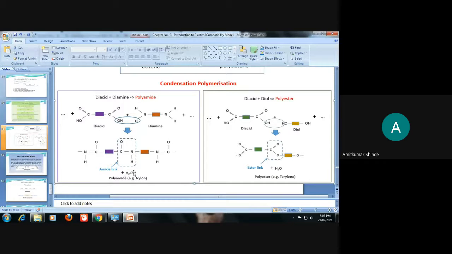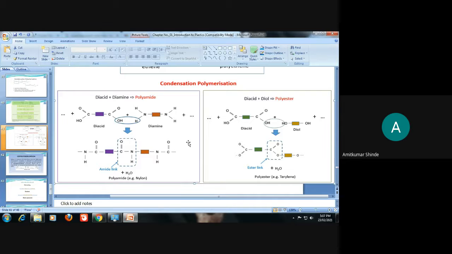In this case they have formed H2O, a water molecule. In some cases they will form HCl, or some kind of salt or any other material. One byproduct is formed, like water or hydrochloric acid, or different kinds of salts. One byproduct will be formed in condensation polymerization. That's why the name is given as condensation, that's why it is termed condensation polymerization.